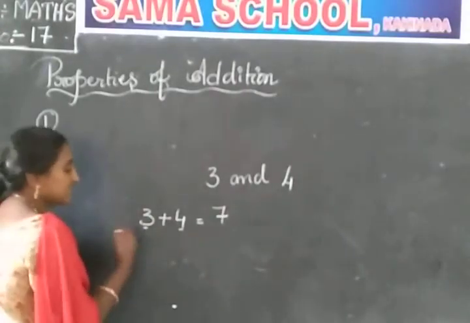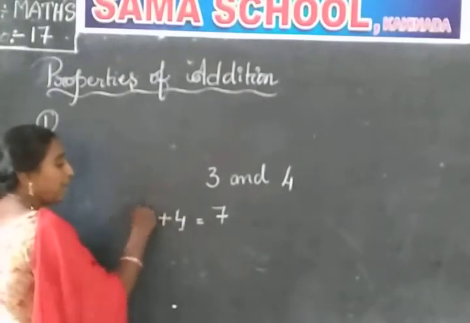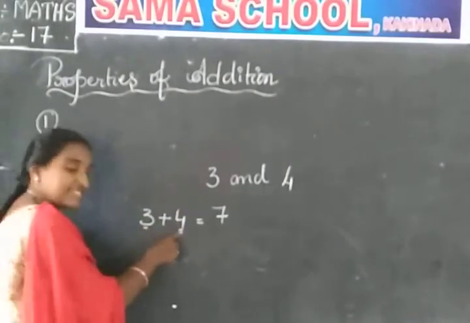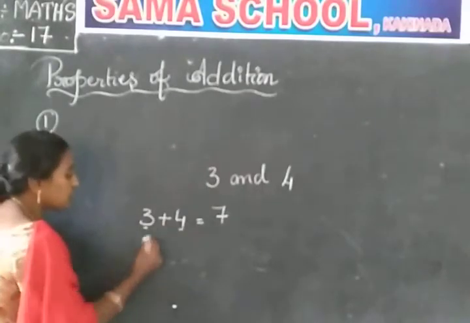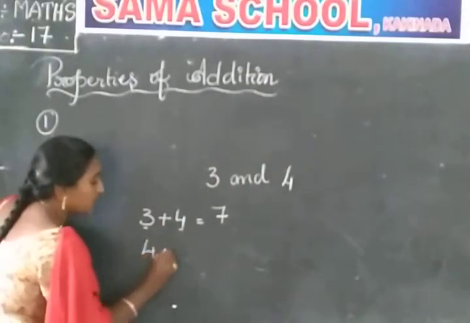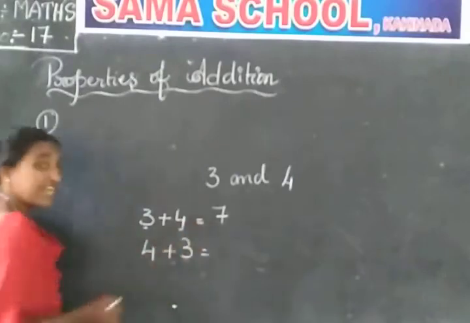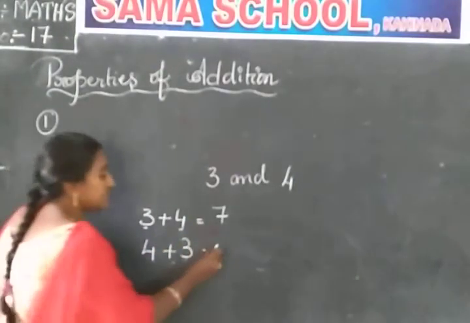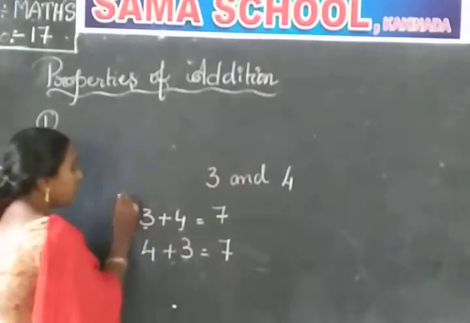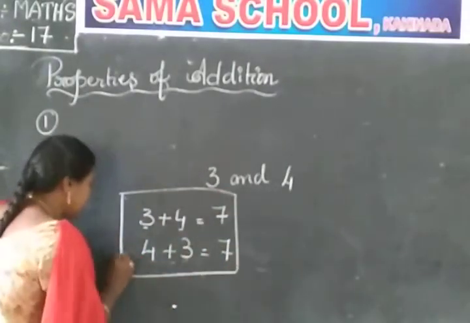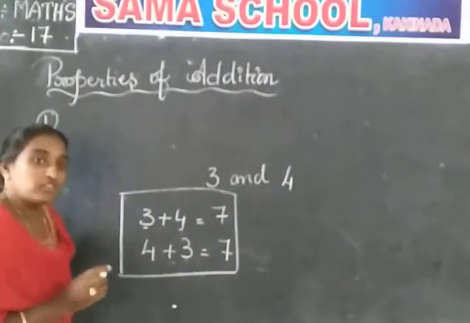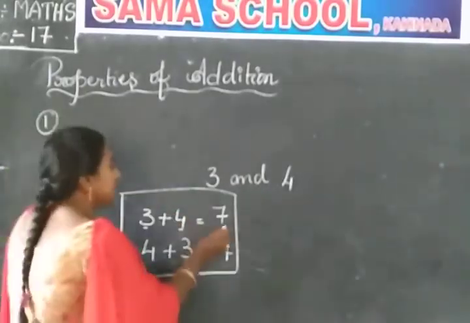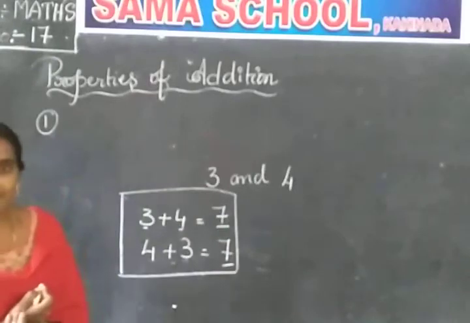Here I have taken first place 3 and in the second place 4. But in the second step I am changing the places of these 2 numbers. This is the first addend and this is the second addend. If you change the places of 4 and 3, then what is the answer? 4 plus 3. How much? 7. So what did you observe in this? When you change the order of the addends, the result will be same.